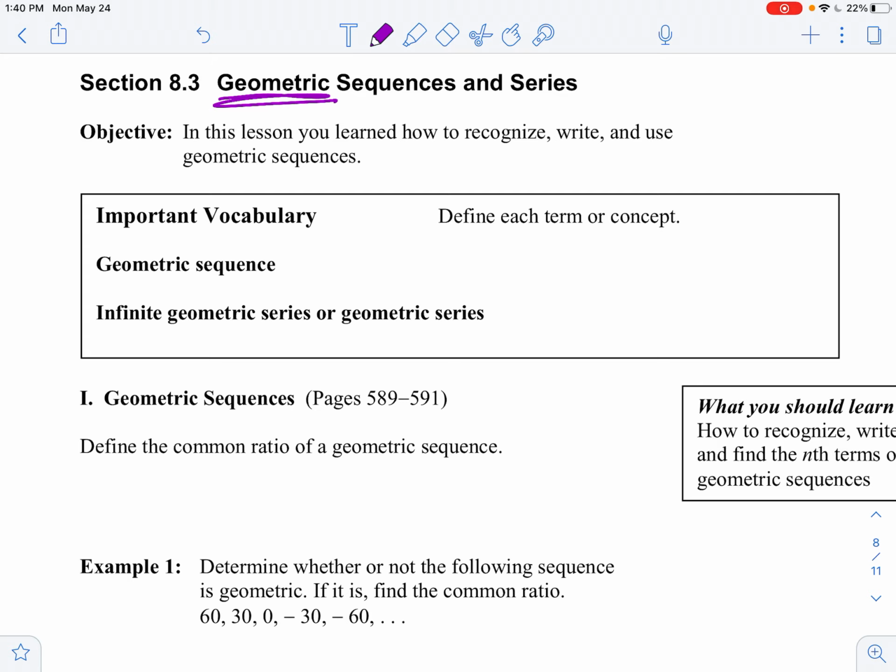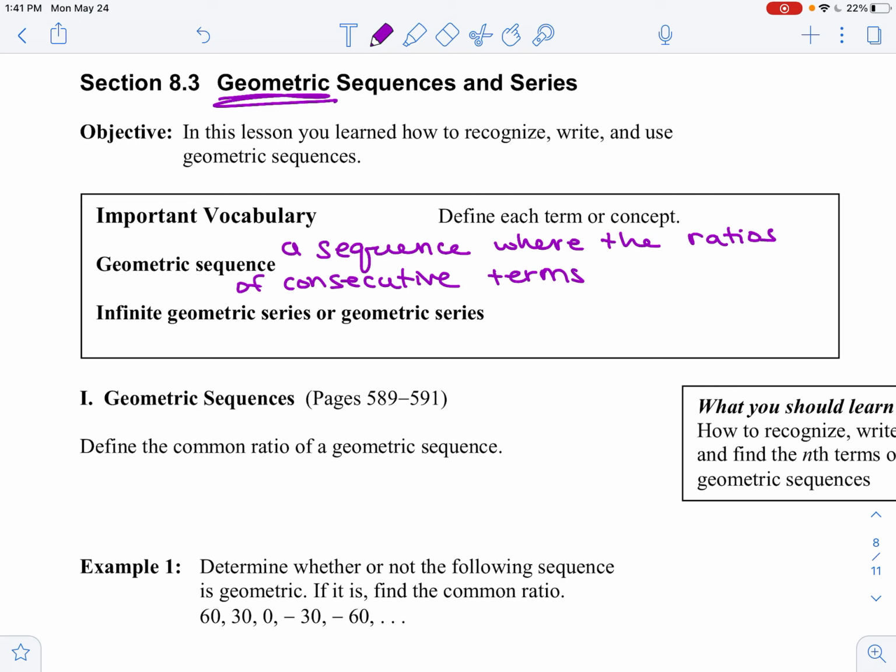And a geometric sequence is a sequence where the ratios of consecutive terms are the same. So if you take one term divided by its previous term, no matter where you are in the pattern, it will give you the same ratio.